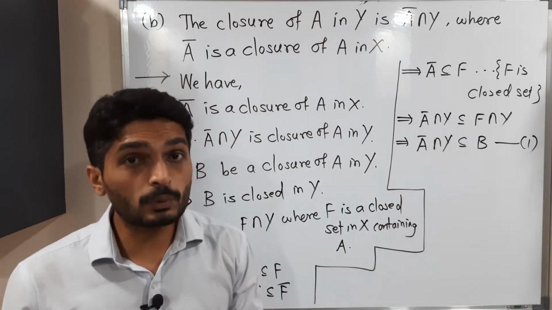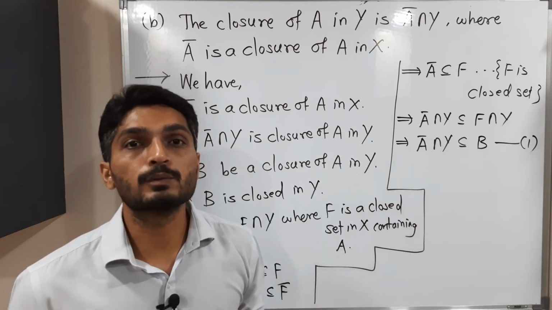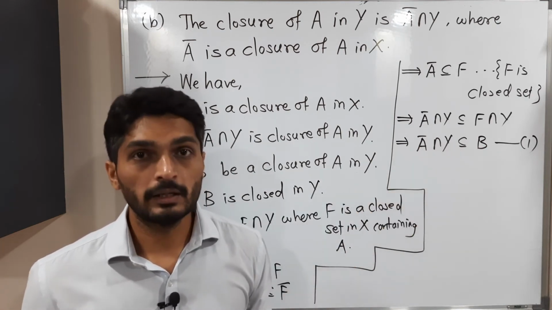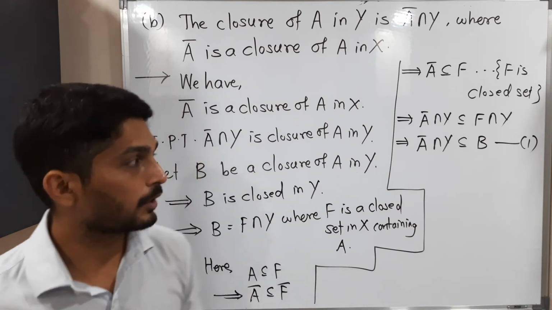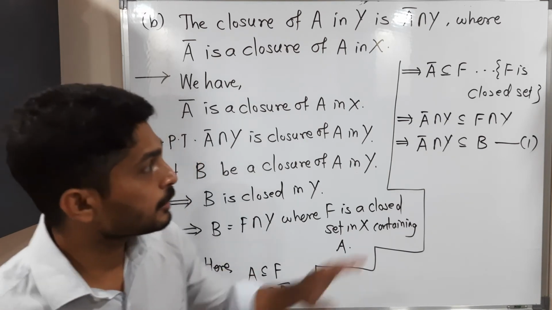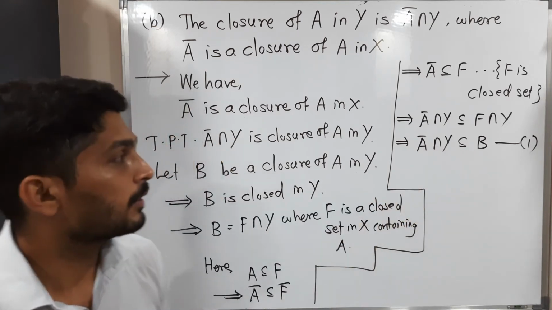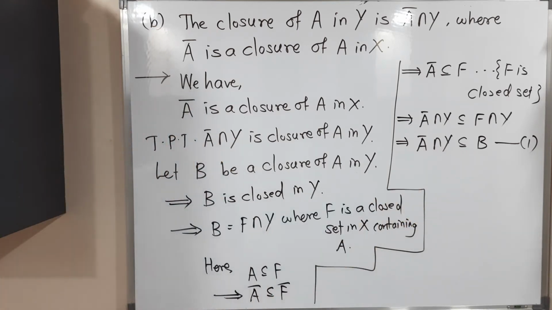Now we will prove that B is also a subset of this one. Then we can say both of them are equal and we can declare A bar intersection Y is the closure of A in Y. Okay. So now what is our target? Our target is to prove B is a subset of this one. Okay. There is no more space, so I suggest you make a screenshot of it. Then we will go further.